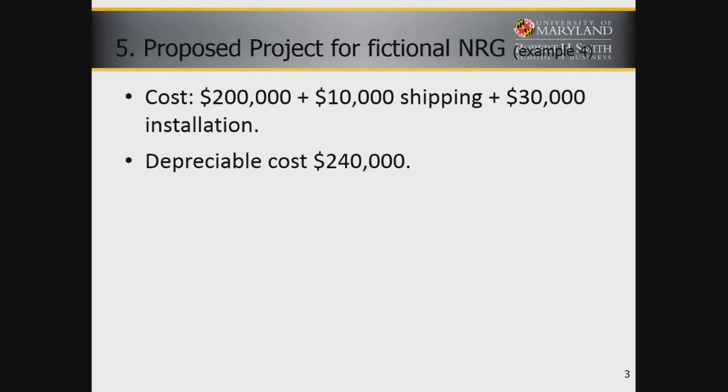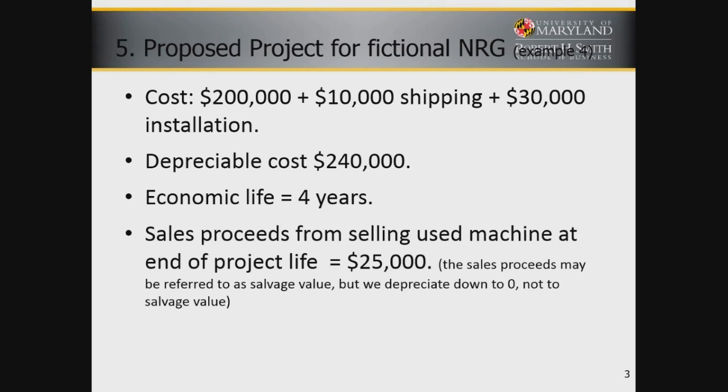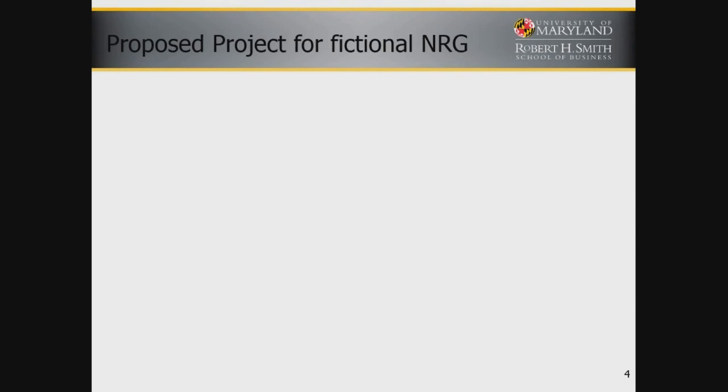Now, by special ruling, we're going to be able to depreciate this under the MACRS depreciation system. Economic life of 4 years. We're going to sell the machine at the end of the project life for $25,000. Now, some textbooks may say depreciate down to salvage value. No. We depreciate down to zero, not to salvage value. This is not a salvage value. It's just a price for selling the used machine. It's a 3-year MACRS class.